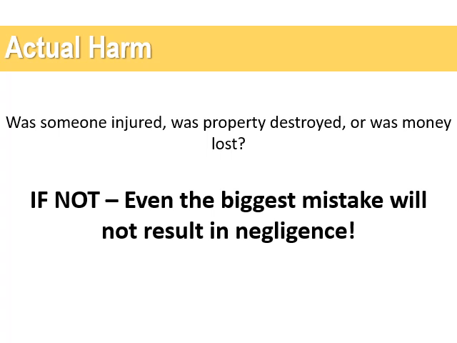Now, our fourth element that needs to be in place for a successful negligence suit is actual harm. Was someone injured, was property destroyed, or was money lost? If not, then the biggest mistake will not result in negligence. So let's assume that we used the same example that we've been using of the dog not on a leash biting a potential pedestrian on the street.